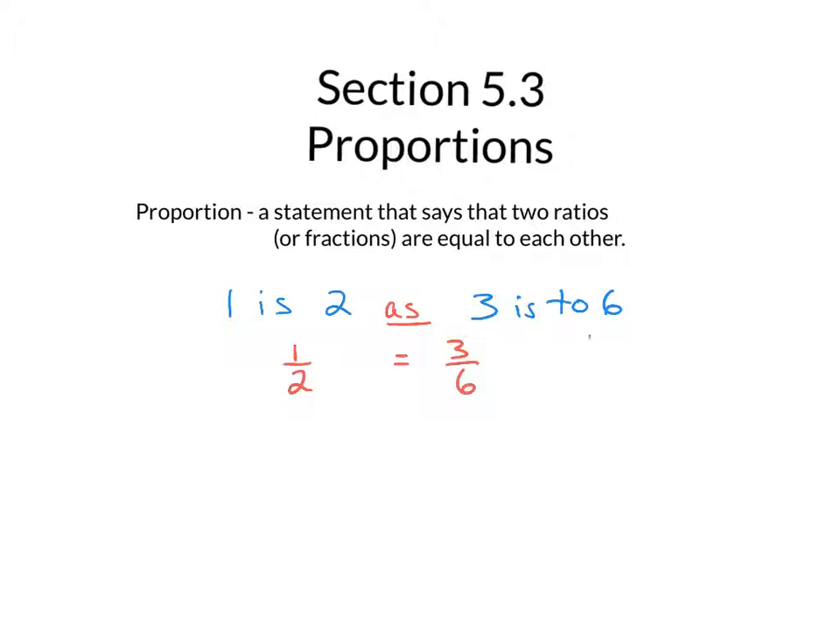Now, we know that 1/2 is equal to 3/6, because if I have 1/2, I could multiply by the same numerator and denominator, and I would get 3/6.